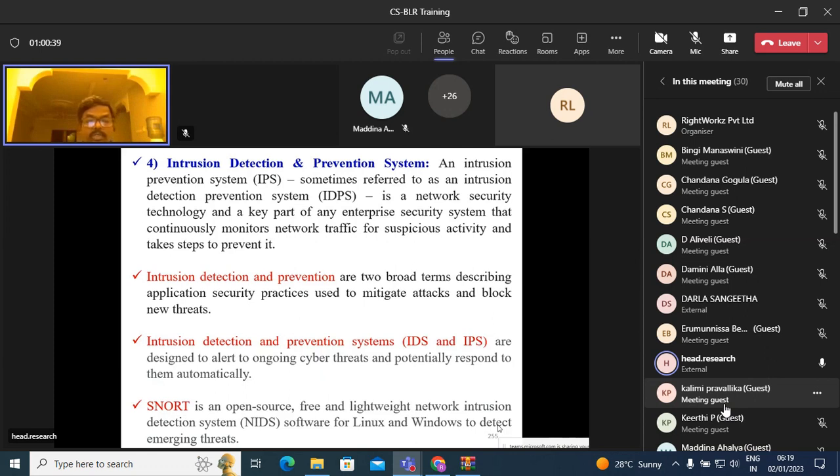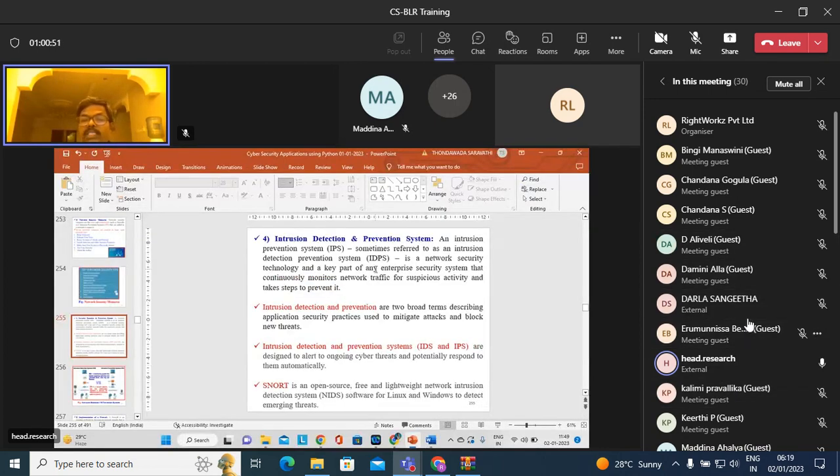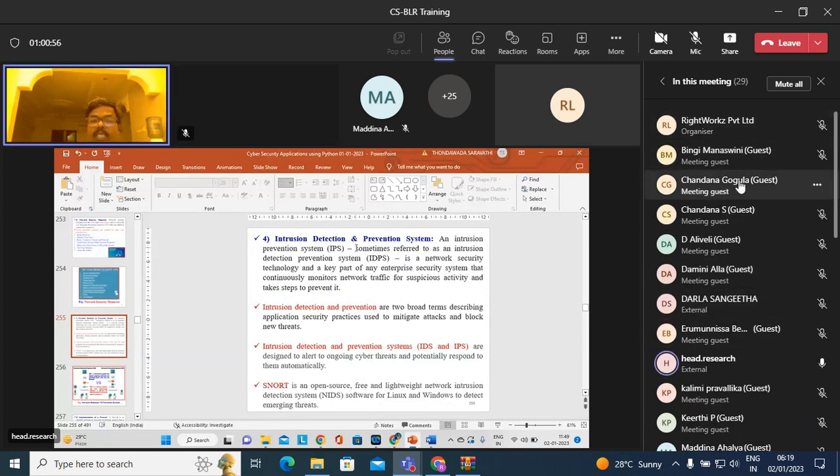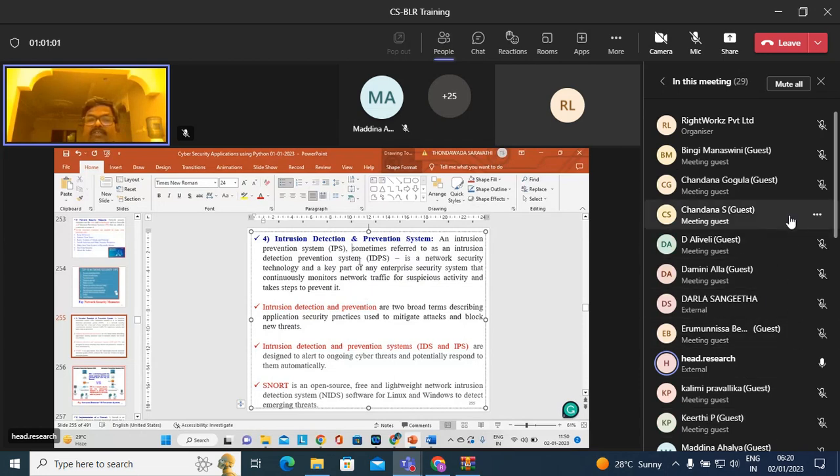So if any new threats come, with the help of this Snort tool, we can identify what type of attack, what type of malicious activity, IP spoofing, etc. So IPS, we can call it sometimes referred to as an intrusion detection prevention system. This is called IDPS. Okay, IDPS is a network security technology.